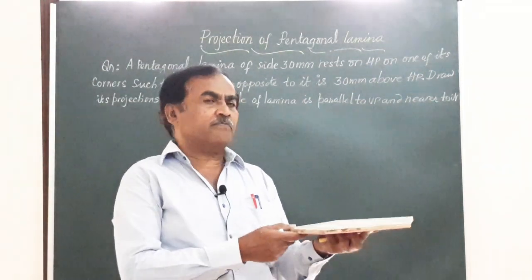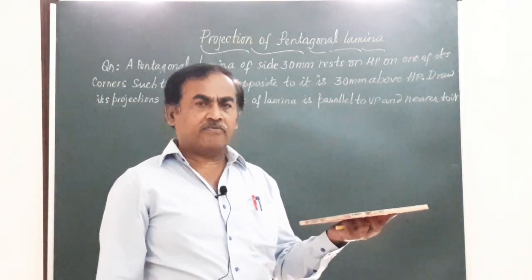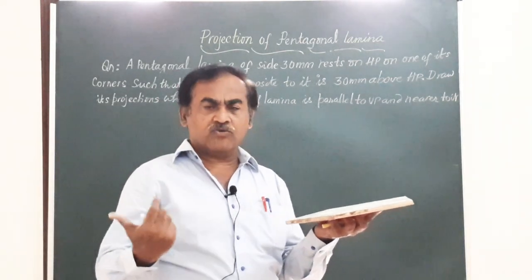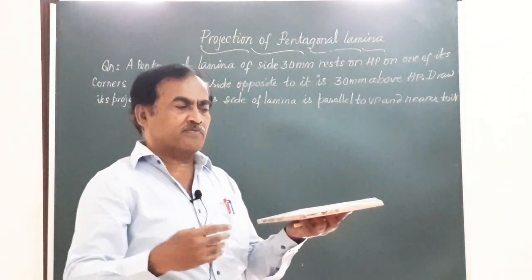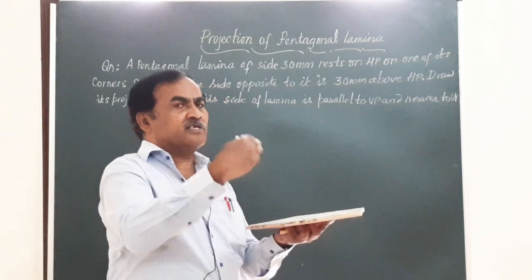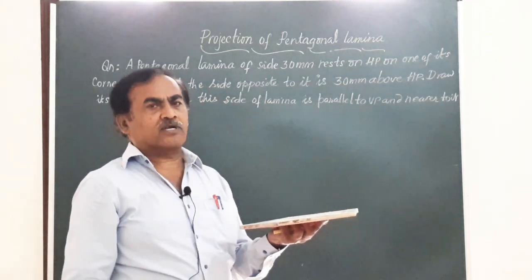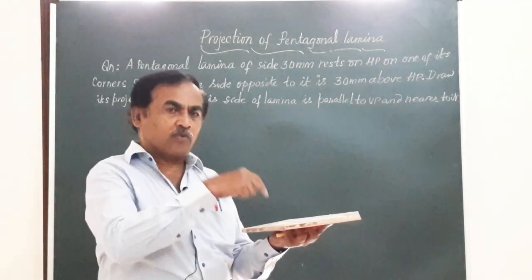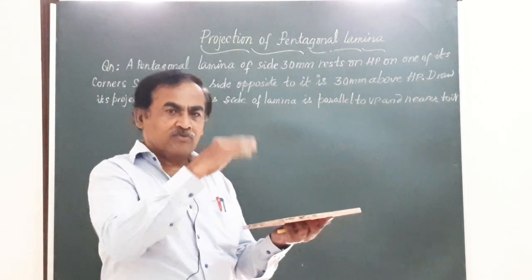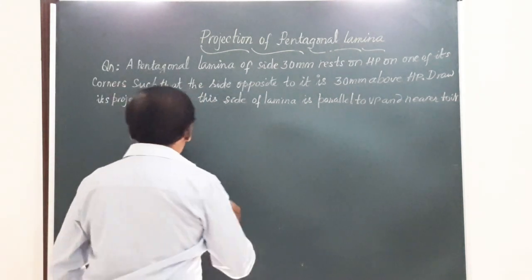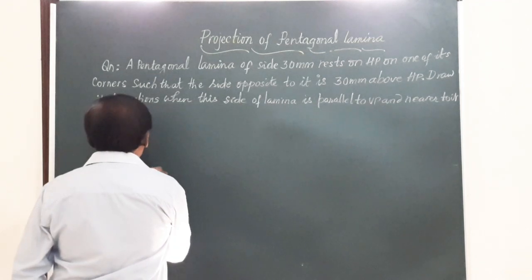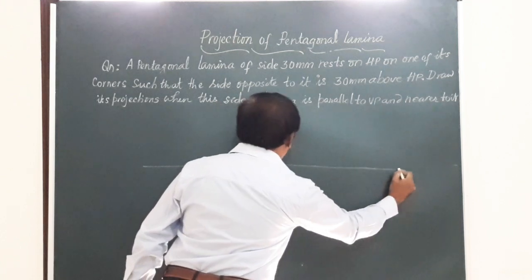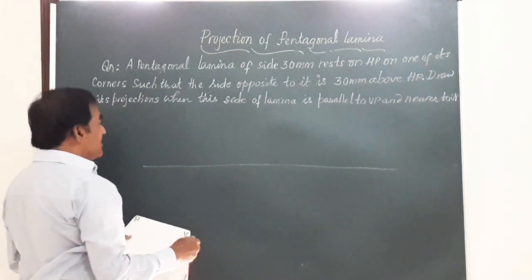So friends, here I place the lamina ABCDE having side equal to 30 mm on HP such that one of the corners is to your left, that is, the left side of the observers, and the side AB is normal to VP or perpendicular to VP. So since the lamina is on HP, you have to commence the top view, which is a regular pentagon, below the XY line. So friends, let me write down the top and front views of the lamina when the lamina is resting on one of these corners on HP.